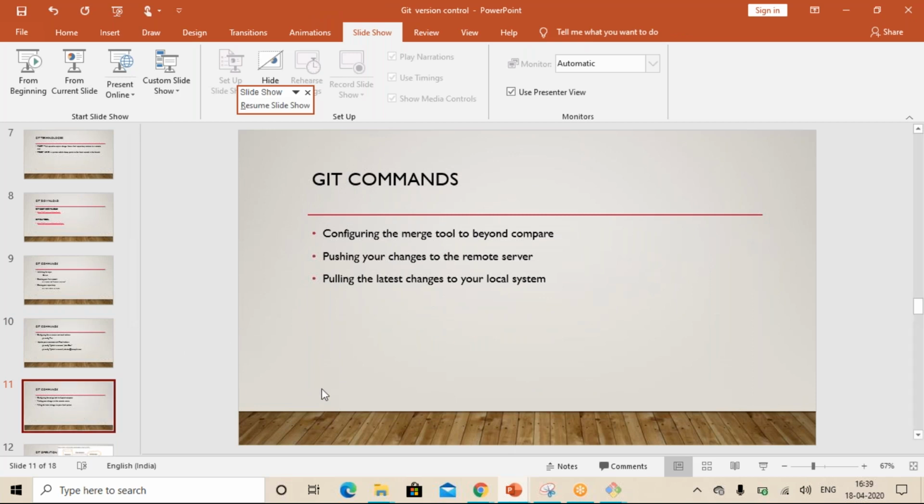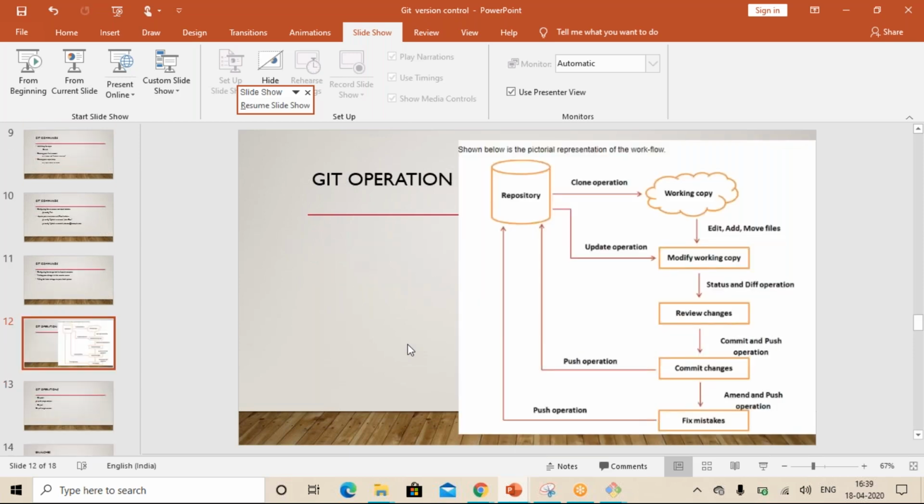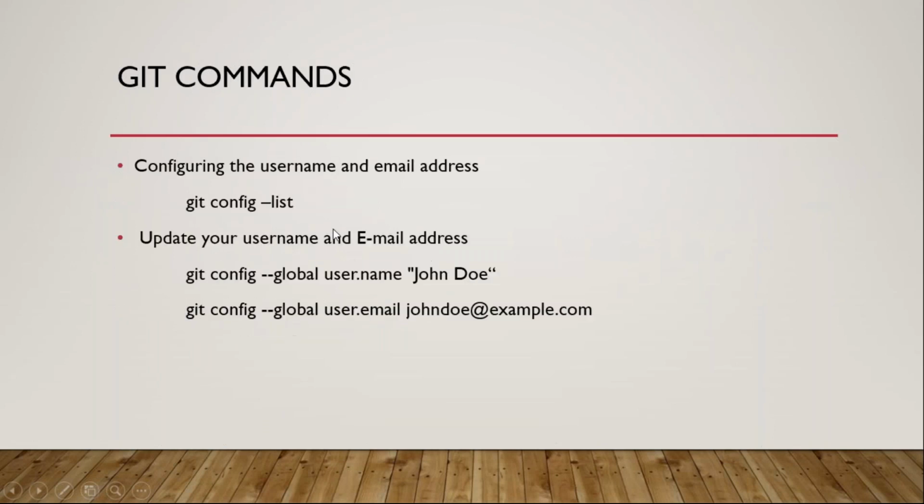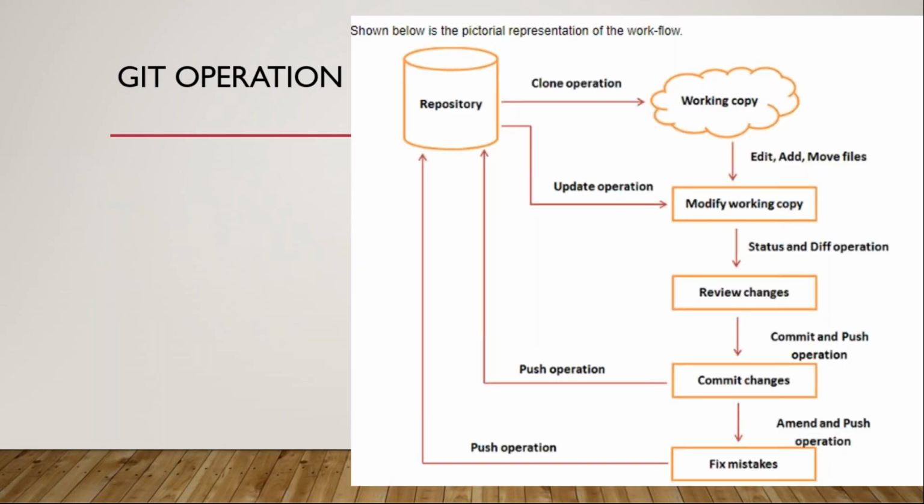So what I will do here is make some changes locally and push to the server. Let's see this PPT first to explain how it works. Git works like this: first you will have a repository in the server and you will clone it to your PC. After you clone it to your PC, you will start working on it. You will do git add, modify the files, and then you will review the changes.